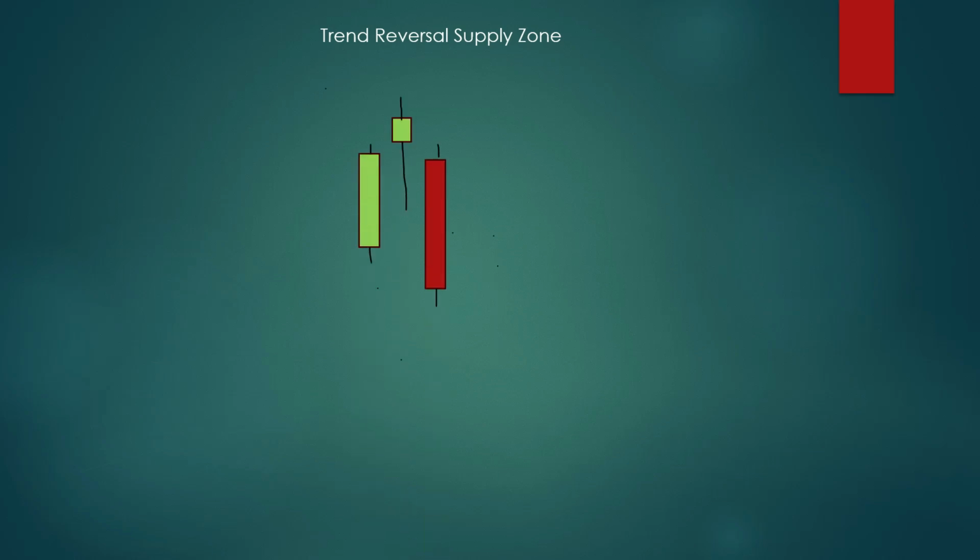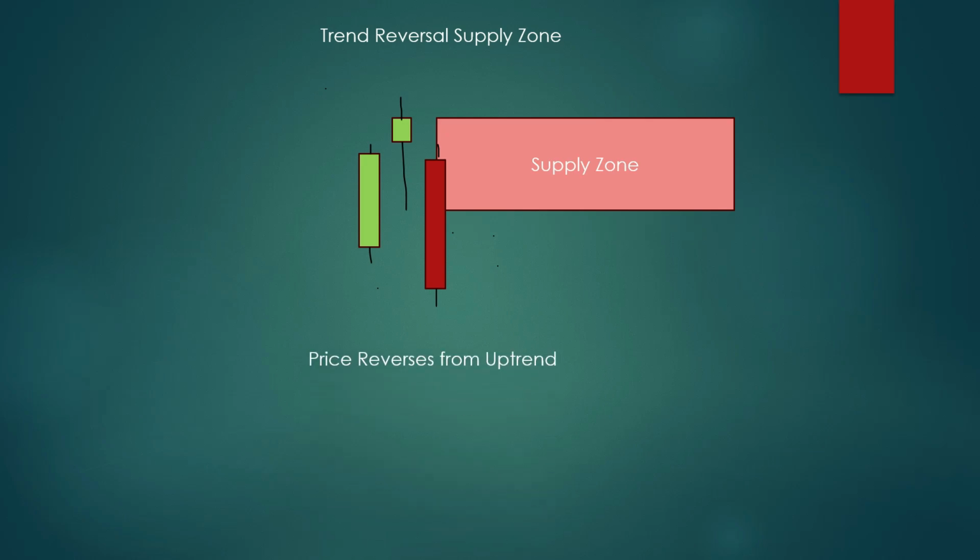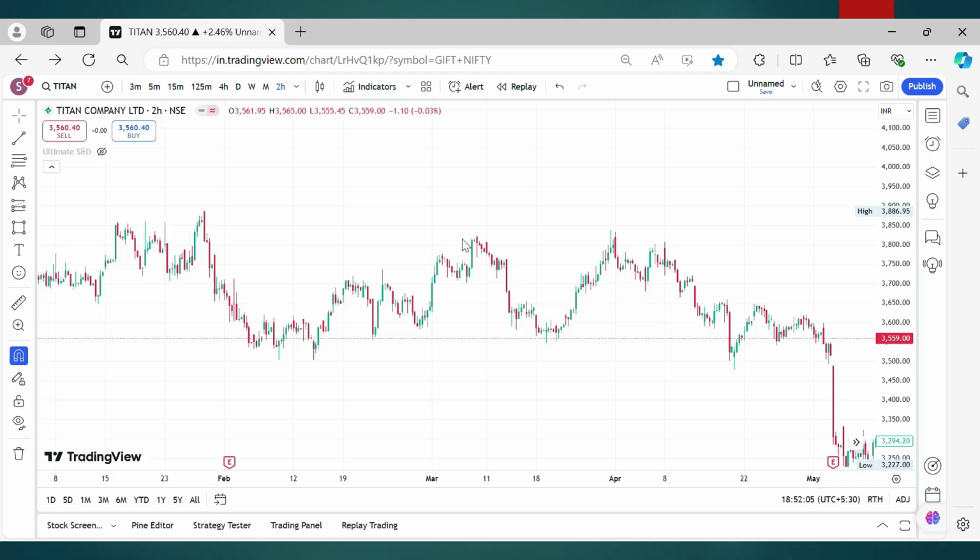The next type is the trend reversal supply zone, which is basically the opposite of what we just saw. Here it is characterized by upward momentum, so it has green candles in the beginning, followed by a period of indecision or base candles, and then it is followed by a healthy red candle. This area is marked as a supply zone, and here the price reverses from an upward trend and changes its direction. Now let's see an example of the trend reversal supply zone.